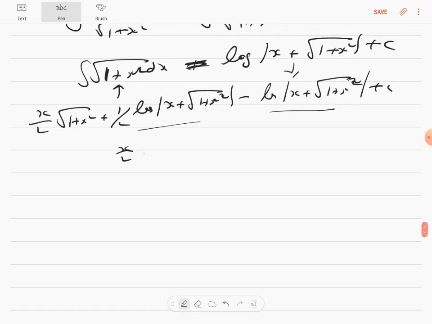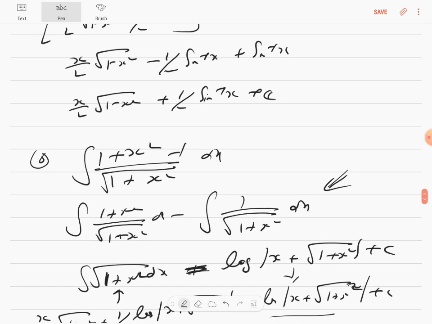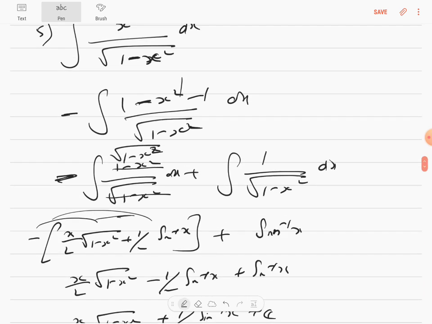So x by 2 into root of 1 plus x square minus half log, no, plus half log, right? No, minus half log, because this is plus half and minus 1 log. So minus half log of mod of x plus root of 1 plus x square plus c. So that is the answer for this. So, these are the specific patterns when it's x square by root of 1 plus x square.